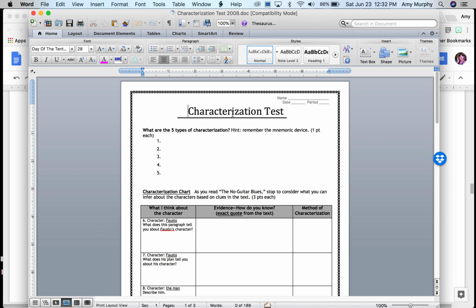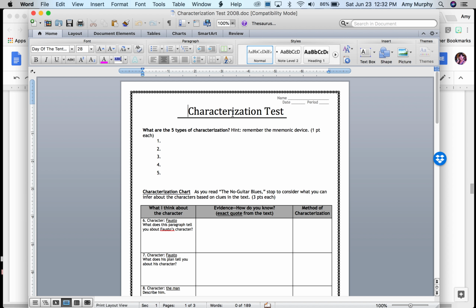So I started giving my students tests in addition to some other performance tasks because I wanted to see that they were able to apply the reading and writing standards that I was really focusing on, that they could apply that in new contexts.